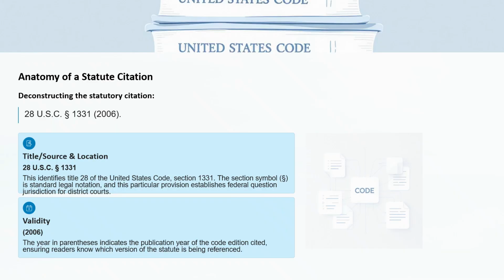For a statute citation, it has similar information. Again, it has a title or a source and the location. Now, sometimes with a statute, you have a title that is separate from the source or location. Sometimes the title is the name of an act, and then you have the source and location being one and the same. The source is 28 U.S.C. 1331, and that also happens to be the location. The validity information is found in the parenthetical, just like it is with a case. And for a statute, that validity information is going to be the year that it was enacted.